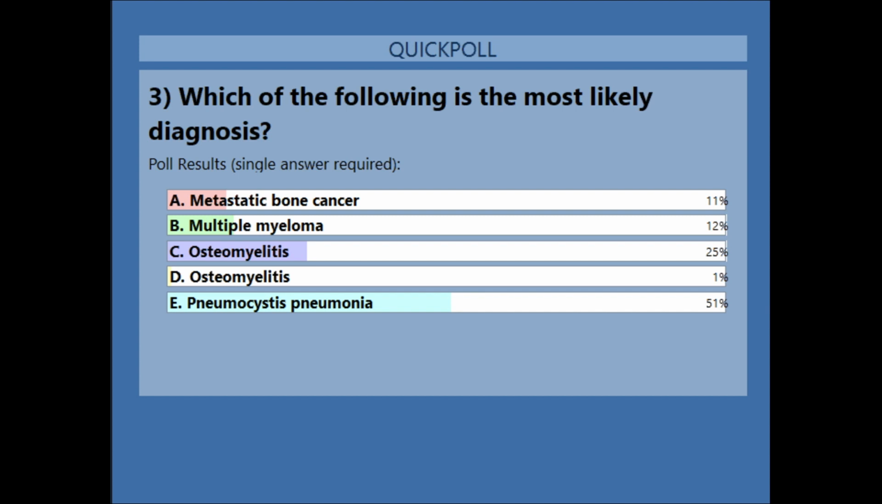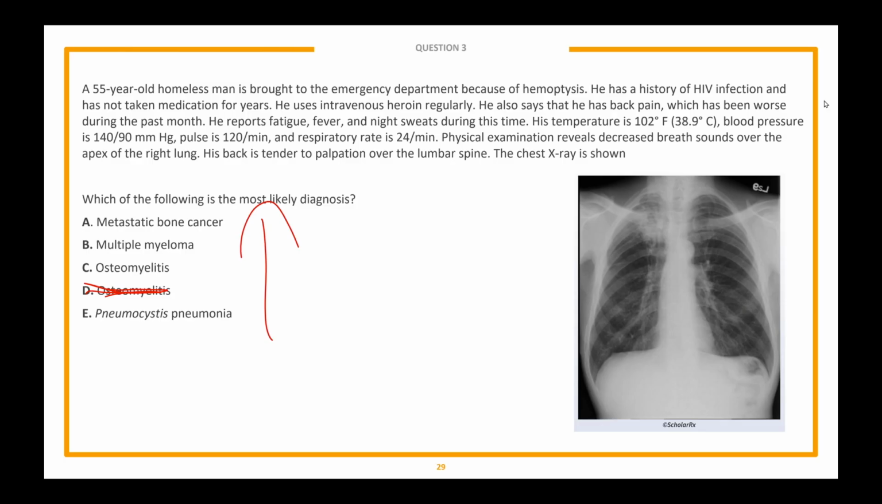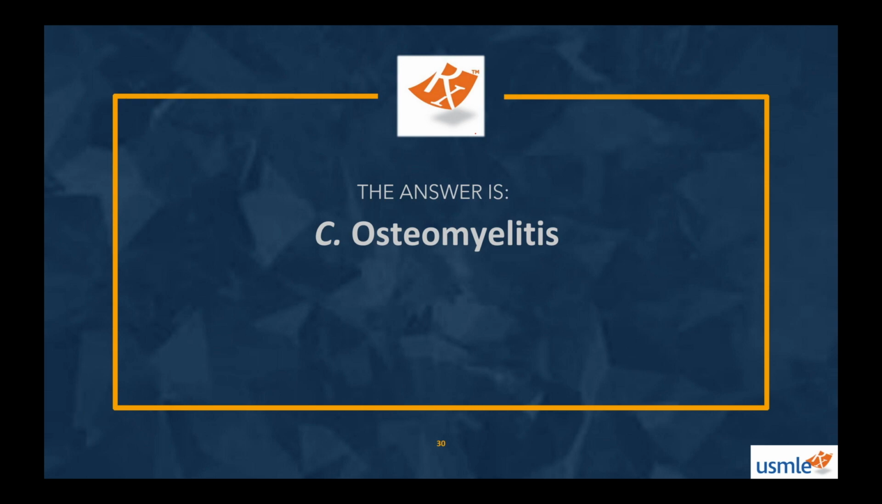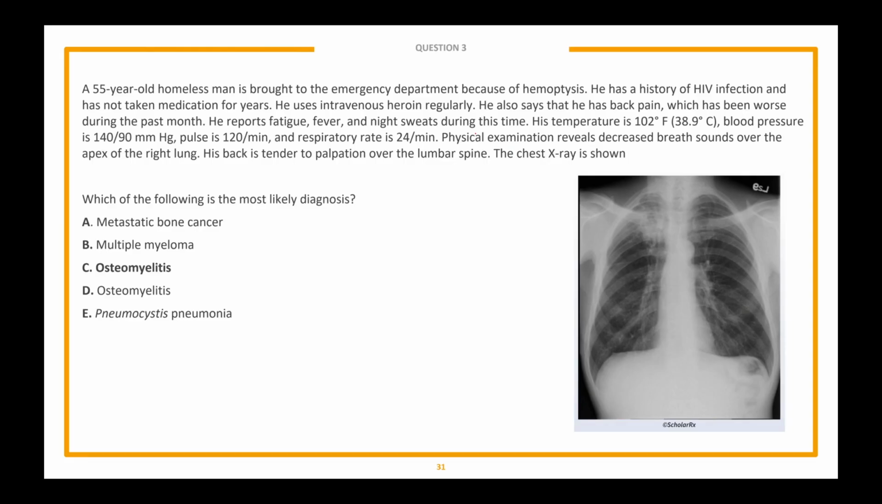All right, so let me go ahead and hide that. And the answer is C, osteomyelitis. So let's definitely talk about this. Great job, guys. This also is a good question that they like to ask. So this patient has a chest x-ray given to us, and hopefully you can see that there's something funky going on at the very apex of the lung.